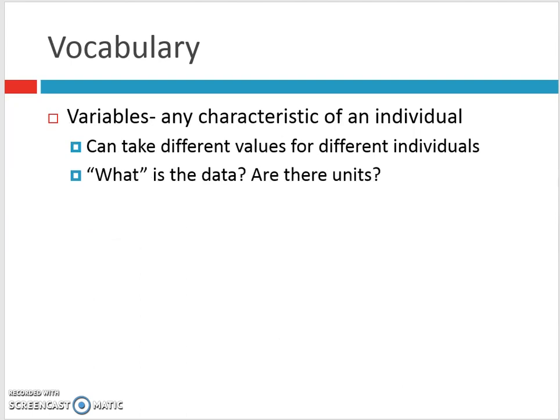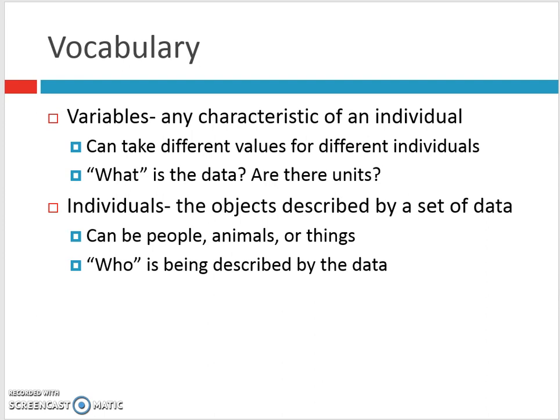Now, variables are any characteristic of an individual, right? It's what we want to know, right? It can take different values for different individuals. Each individual is a different thing. Everyone has different things about them, right? I am 5'6". I weigh 300 pounds, and I don't like pickles. Those facts might be different about you or somebody else. It's always important to note if there are any units in your variables. So when I say that I am 300 for my weight, I'm talking about my weight in pounds.